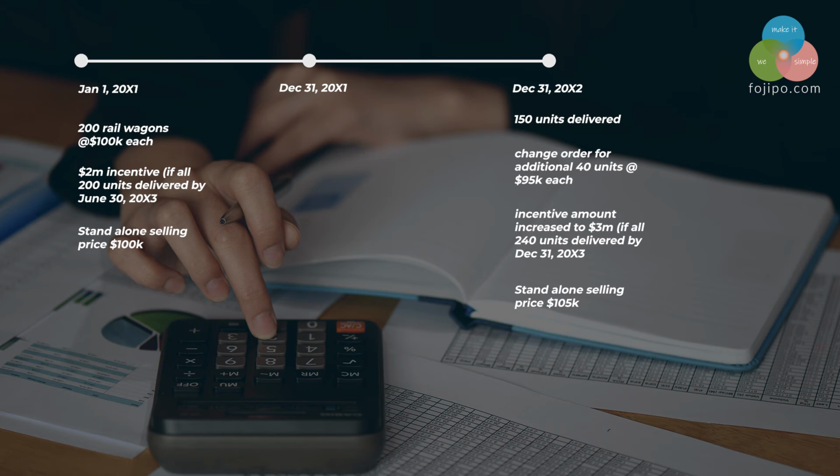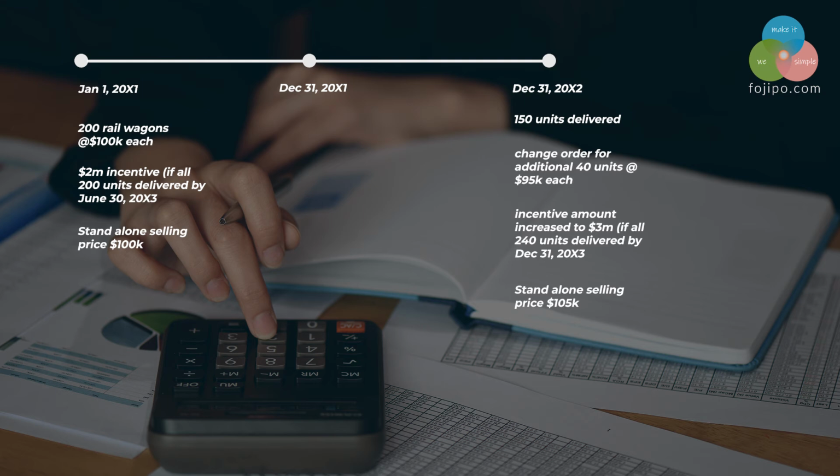By this time, you have already delivered 150 units of rail wagons, and from your operational evaluation, you are quite confident that you will be able to deliver remaining 90 units by the deadline, that is December 31st, 20X3. And this basically changes quite a lot of things. So what will change because of this change order?